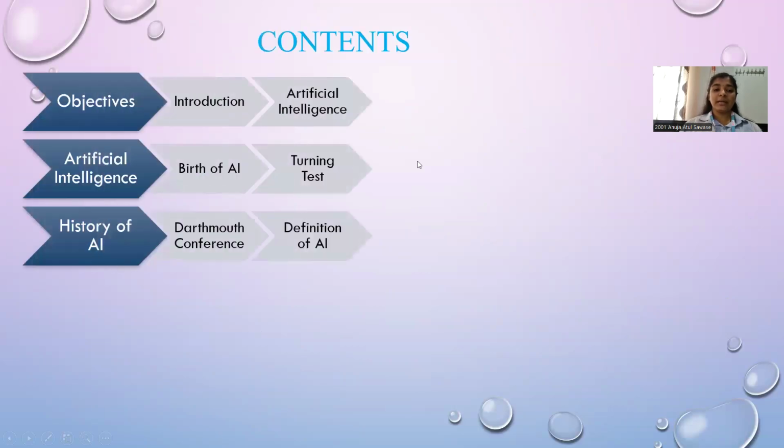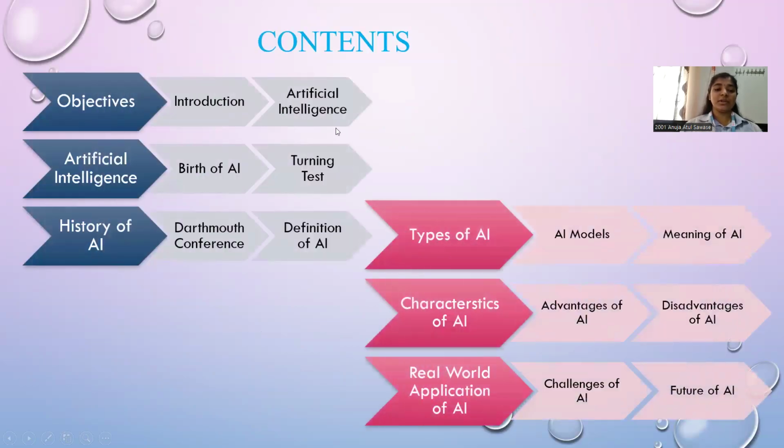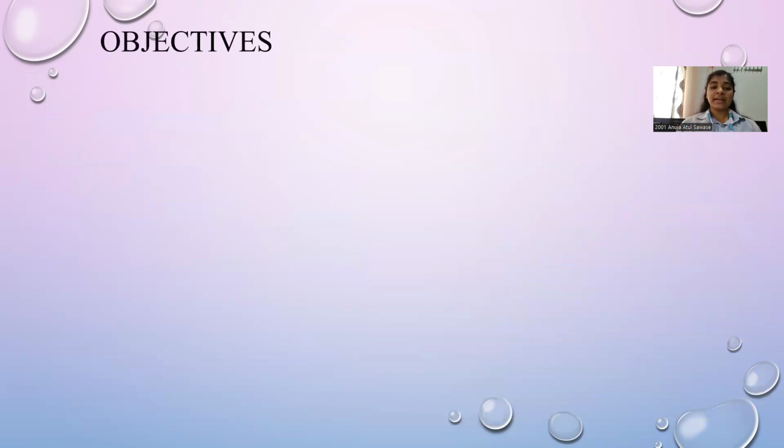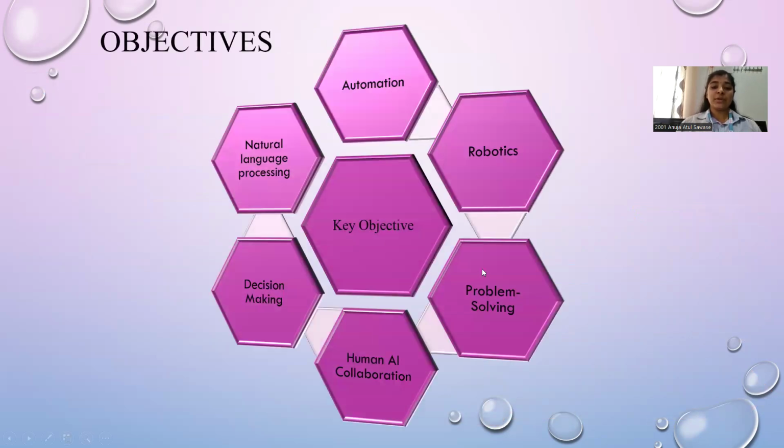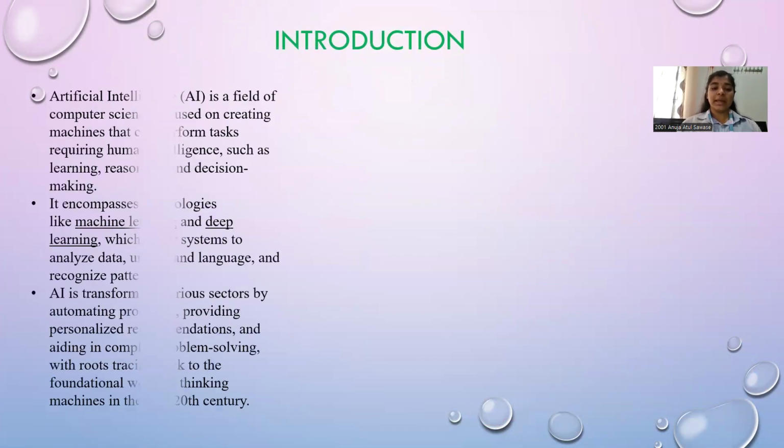The contents of my presentation are objectives, introduction, artificial intelligence, birth of AI, Turing test, history of AI, Dartmouth conference and definition of AI, types of AI, AI models, meaning of AI, characteristics of AI, advantages of AI, disadvantages of AI, real world application of AI, challenges of AI, and future of AI. Then let's start with objectives. The key objectives of AI are automation, natural language processing, decision making, human AI collaboration, problem solving, and robotics.